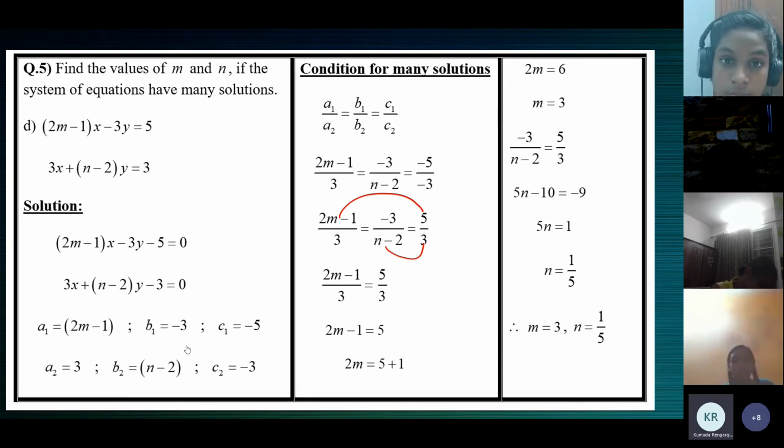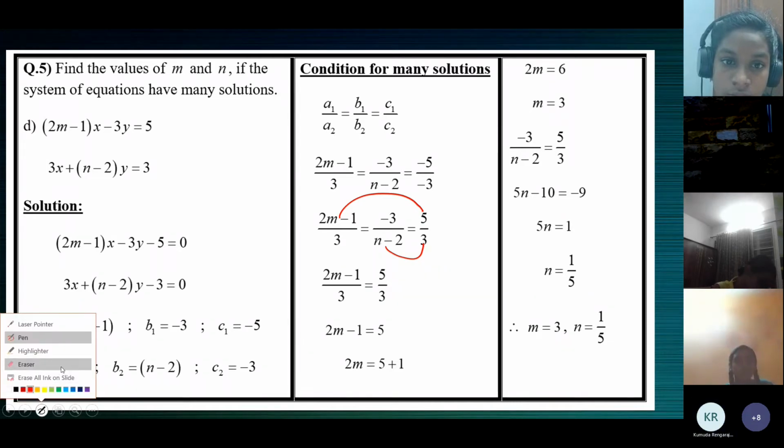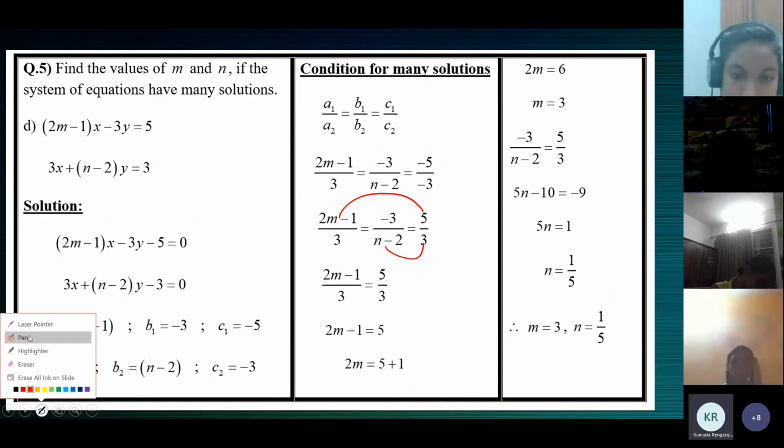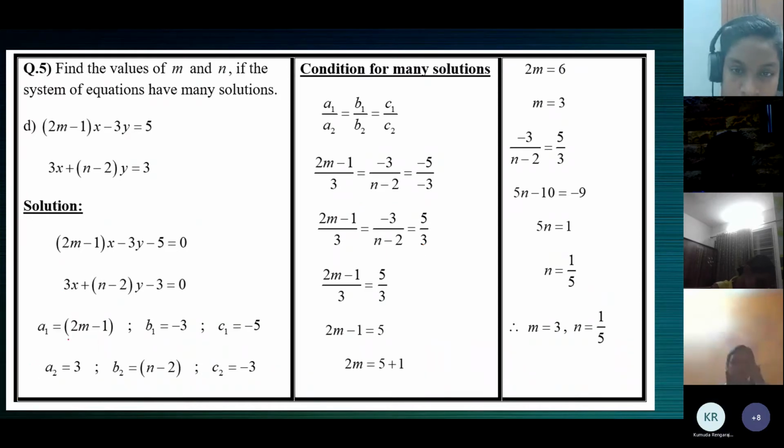See, that's the difference in this answer. Please observe that and work it. Here we are not getting two equations in M and N, we're directly getting the values of M and N.